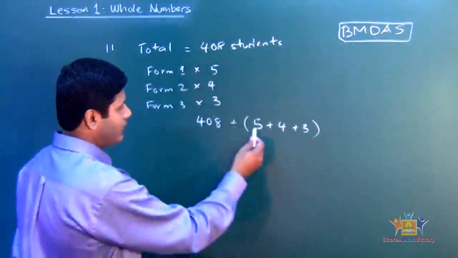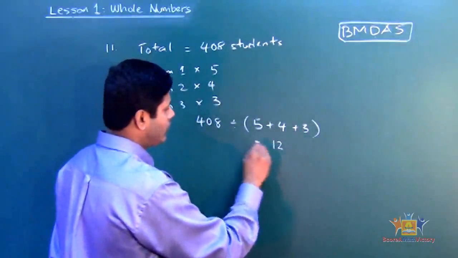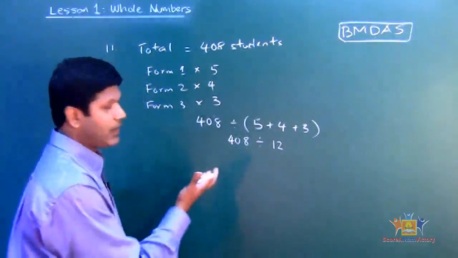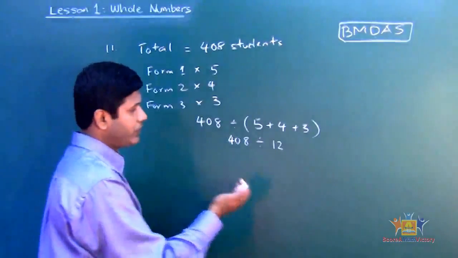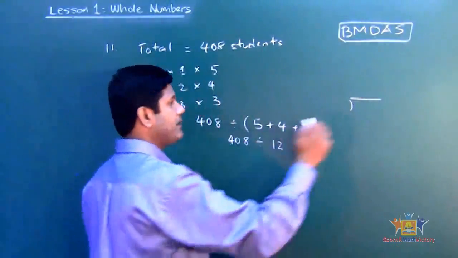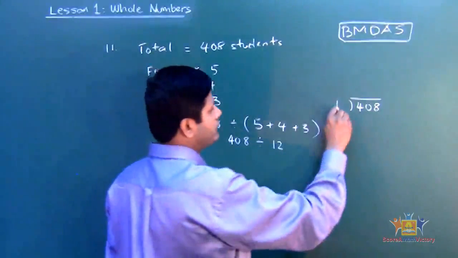So let's add them. 5 plus 4 is 9. 9 plus 3 is 12. 408 divided by 12, and you put the division sign right there. Now this is outside our timetable range, so we're going to use the long division method. So 408 goes inside the cage, and 12 goes outside.